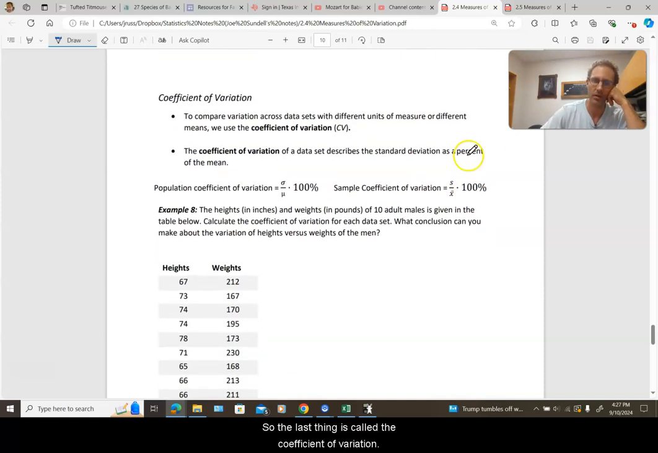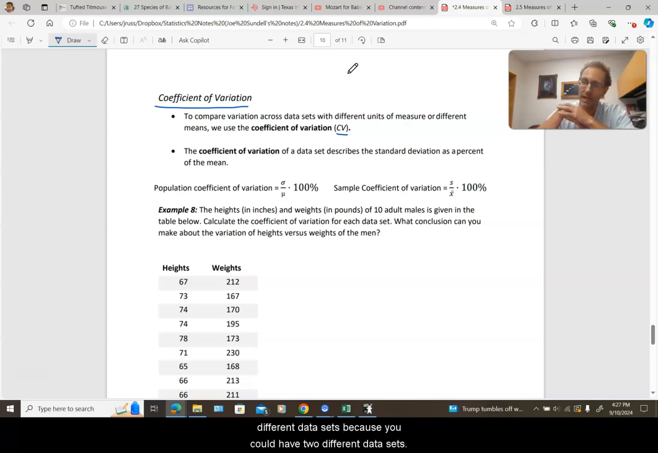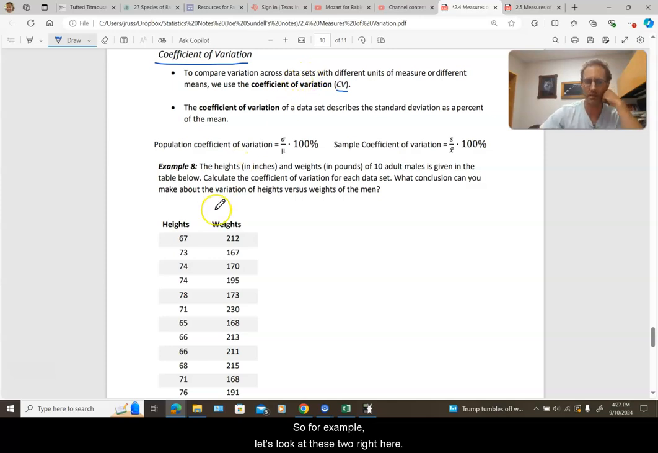So the last thing is called the coefficient of variation. And guys, this is very important. It's typically abbreviated with capital C, capital V. It allows us to actually compare the variation of two different data sets. Okay, because you could have two different data sets. So for example, let's look at these two right here.